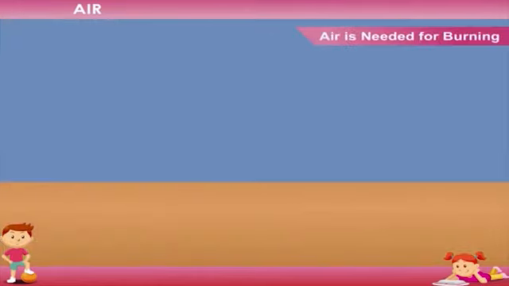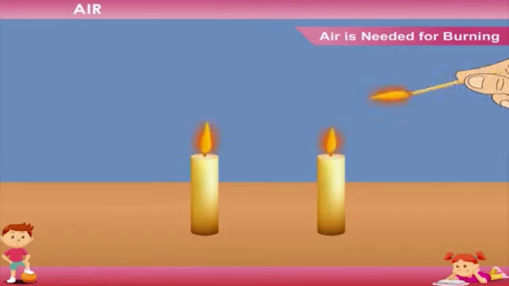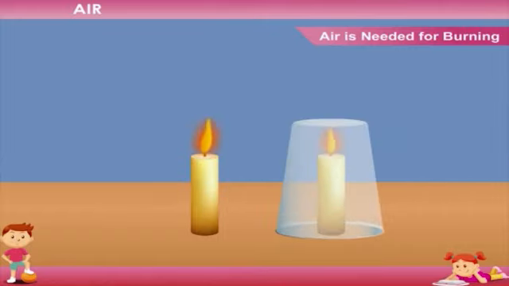Air is needed for burning. Take 2 candles. Fix them on a table. Ask an elder to light both the candles. Now cover one of the candles with a glass tumbler. What happens? After some time, you will see that the candle covered by the tumbler goes off. Why? The candle covered with the tumbler could not get air to burn. A thing can keep burning only when it gets air.